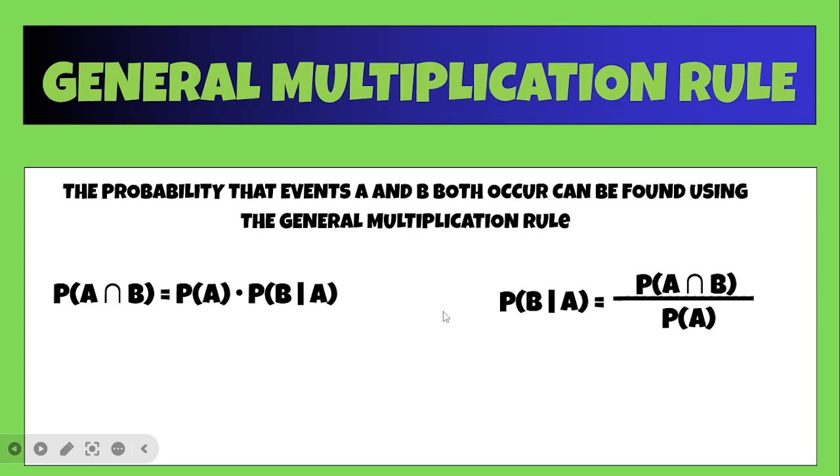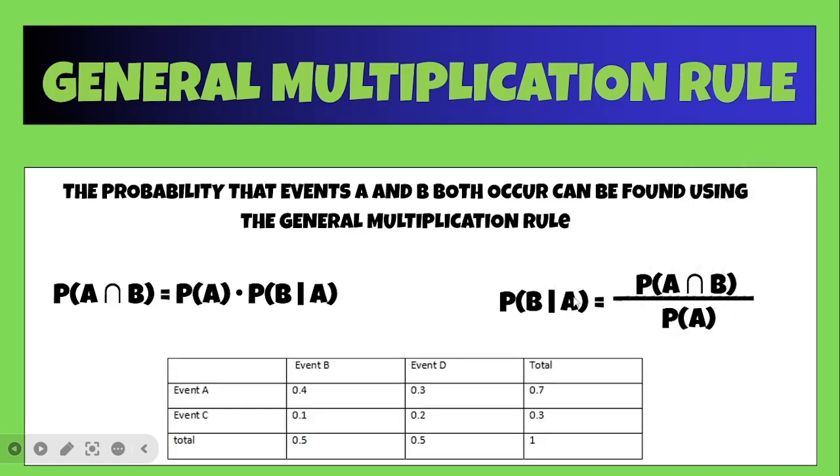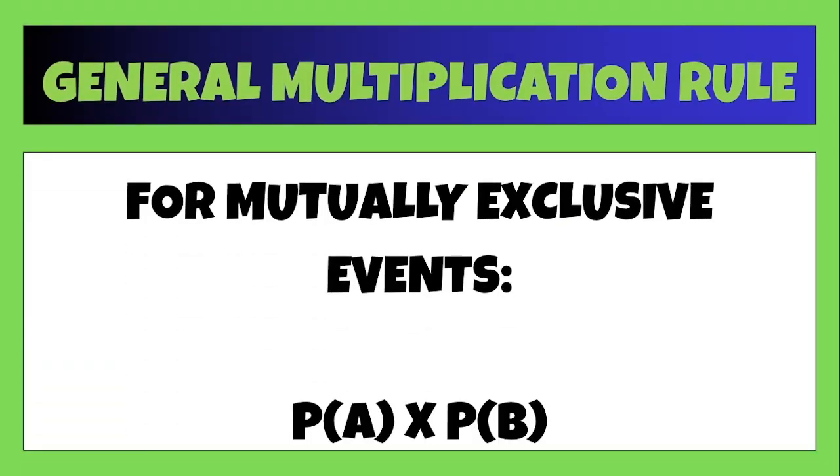Now, the conditional probability, the one right here, is very helpful in table scenarios like this because we can just find it. The probability of event B given event A is 0.4 divided by the probability of event A. So 0.4 divided by 0.7 will equal 0.5714, which is 57.14%.